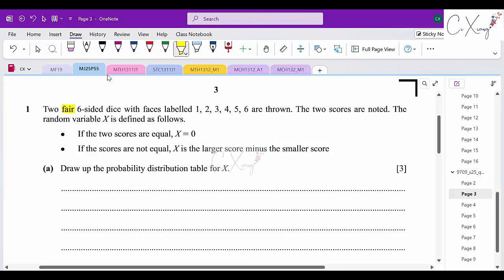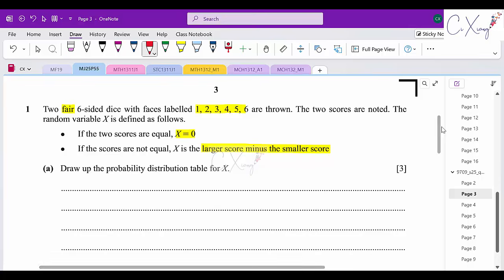Then with the faces labeled 1, 2, 3, 4, 5, 6, they are thrown. The two scores are noted. The random variable x is defined as follows. So there are two scores. If the two scores are equal from both dice, then x equals 0. If the scores are not equal, then x is the larger score minus the smaller score. Okay, draw a probability distribution table for x.